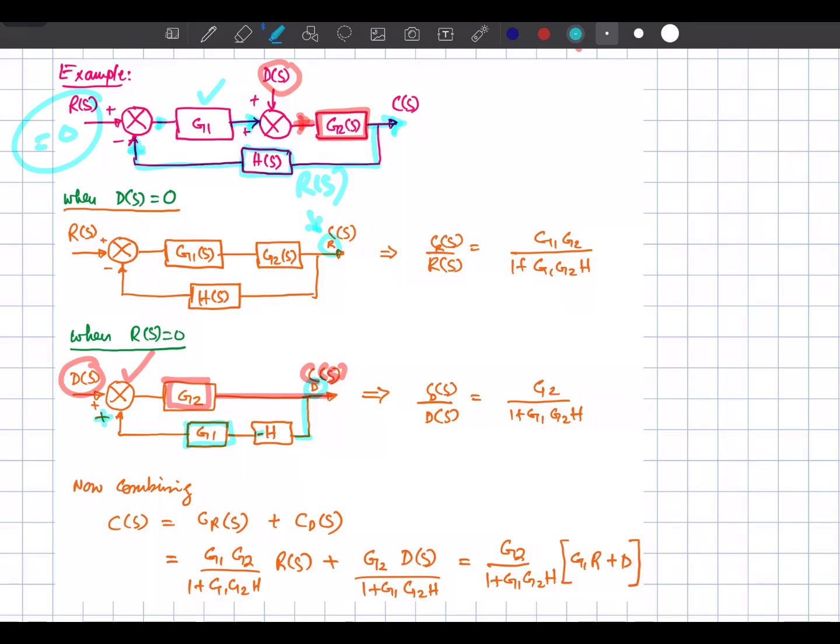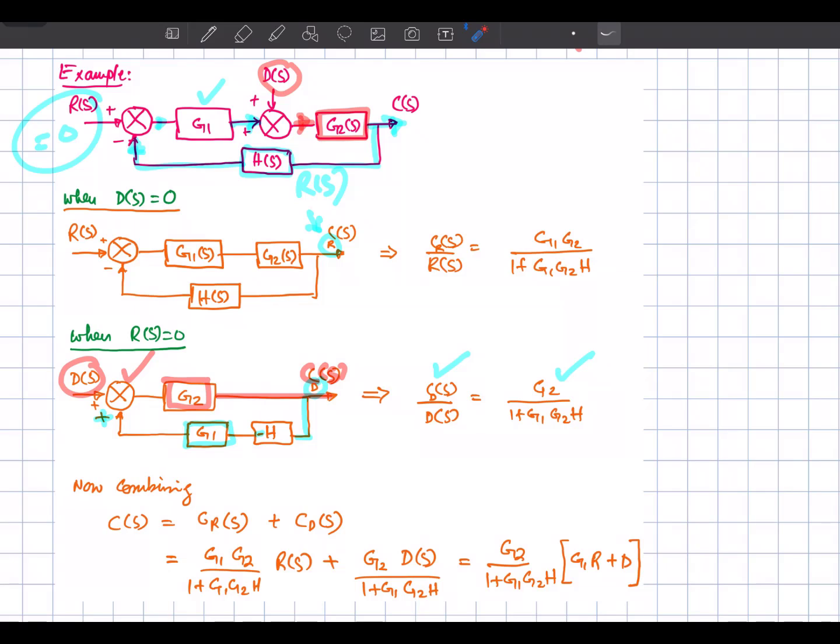Okay, so now what is the transfer function of this one? C_D(s) over D(s): the forward path gain is G2 and the loop gain is G2 G1 into H. So here is this loop, and this is the loop gain. So this is the net transfer function representing the relationship between this output and the input, that is the disturbance input.